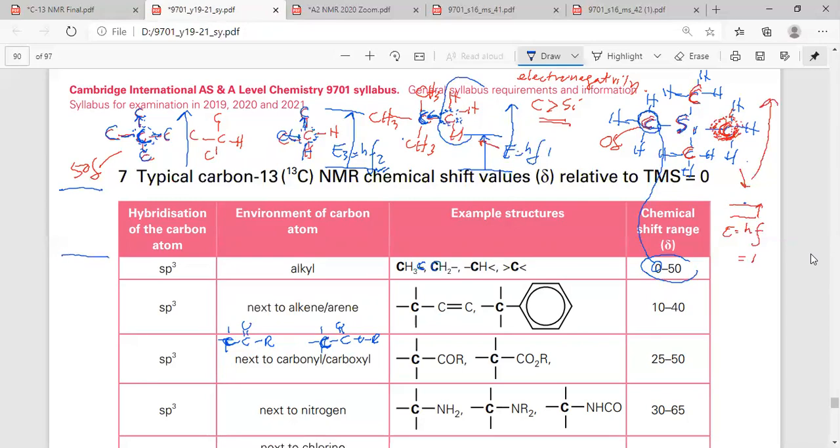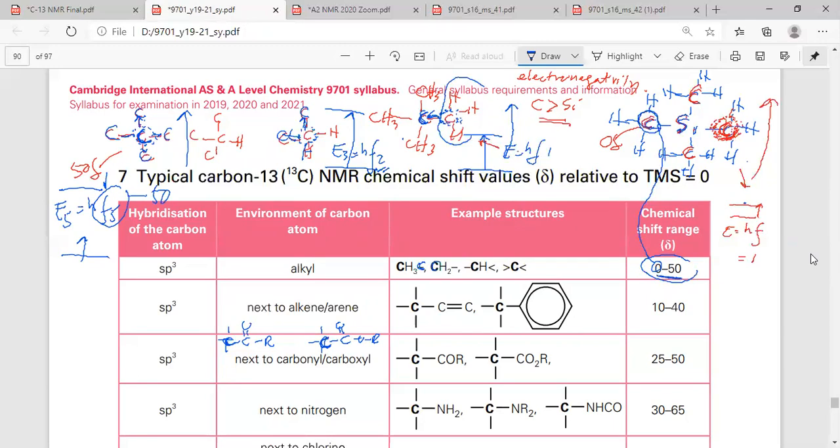Comparatively, it may go to 50. So from here to flip up to here, the energy, let's say 5 equals HF5. The F5 here will be 50. So that's why this sp3 carbon ranges from 0 to 50.